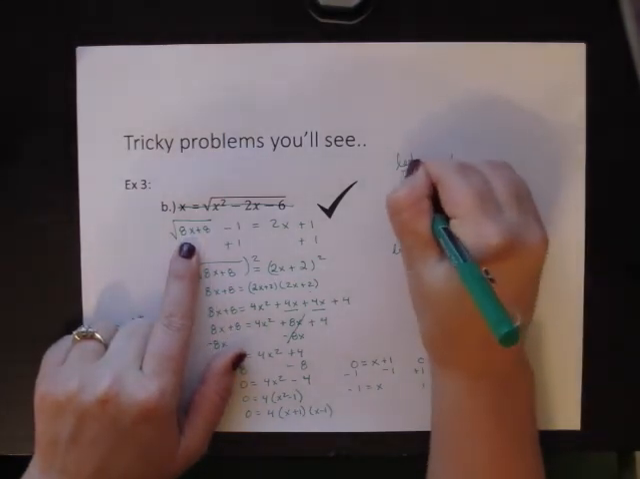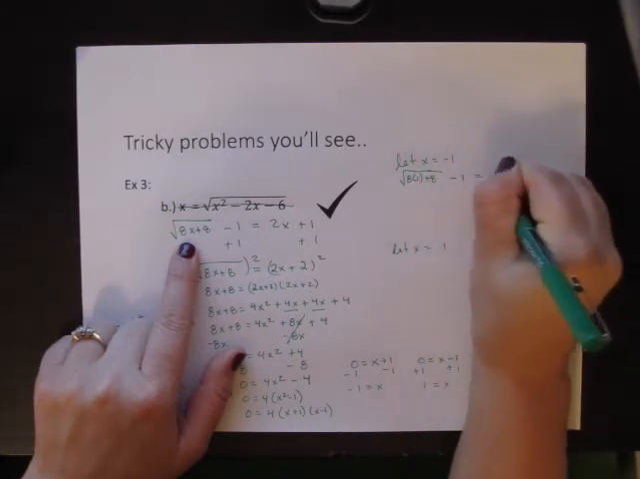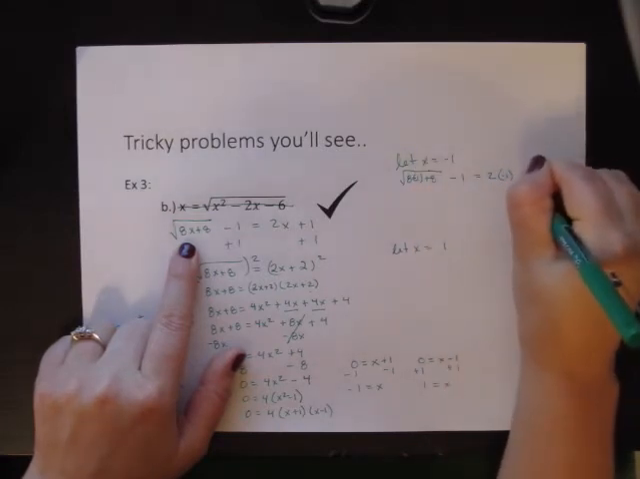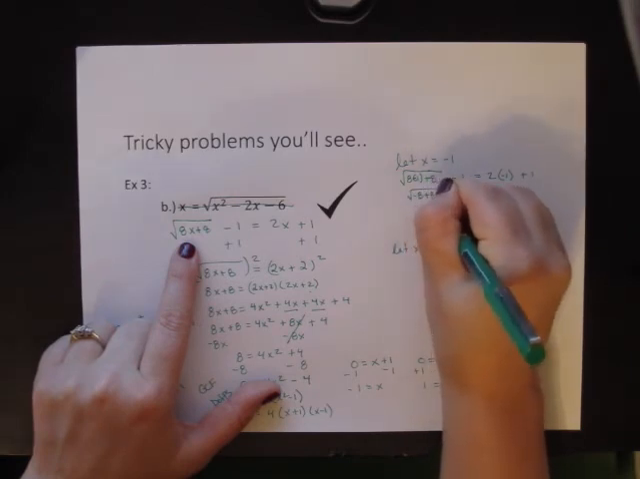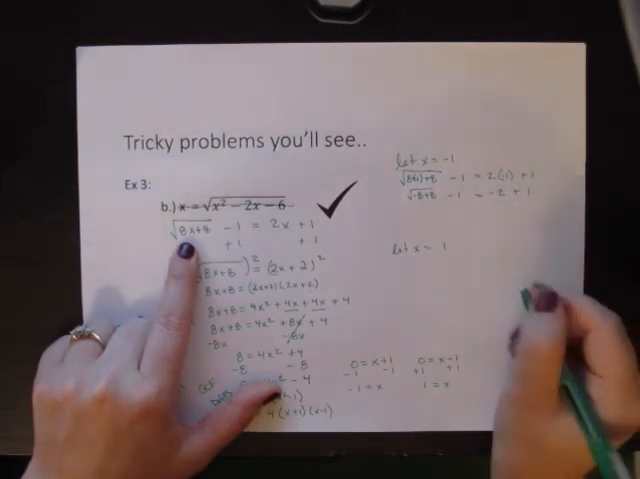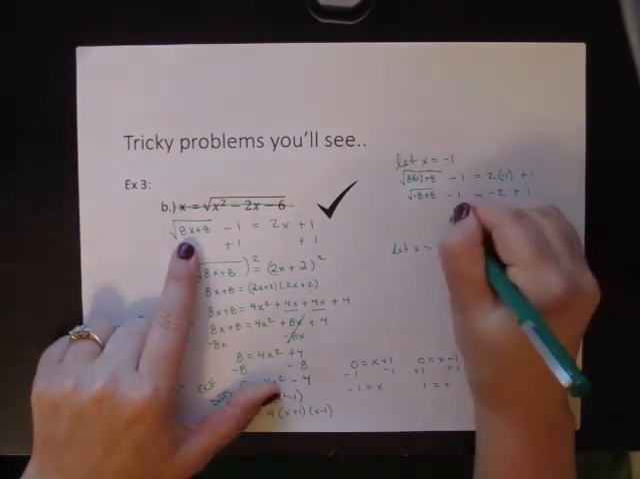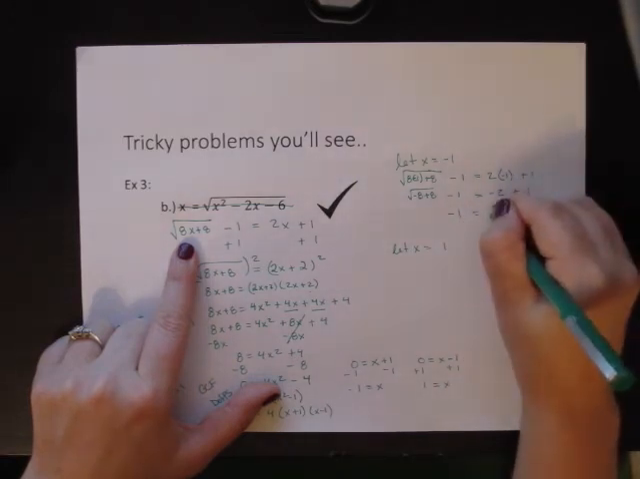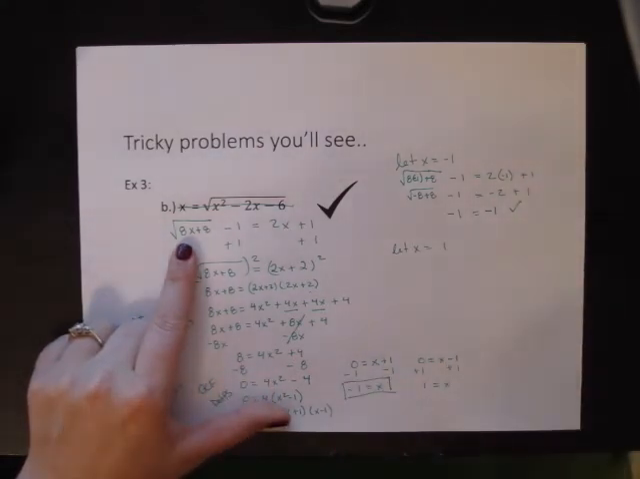So we got the square root of 8 times negative 1 plus 8, minus 1 equals 2 times negative 1 plus 1. So this would be the square root of negative 8 plus 8, minus 1 equals negative 2 plus 1. Negative 8 plus 8 is going to be 0, so all I'm left with here is the square root of 0, which is 0, so that's negative 1, and then negative 2 plus 1 is going to be negative 1 as well. So my answer of x equaling negative 1 absolutely works.